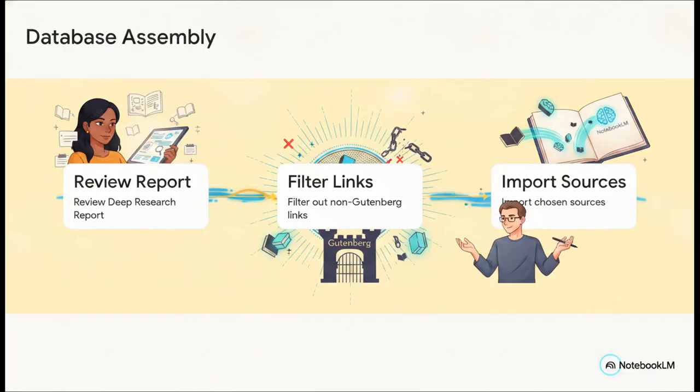So it's basically a simple 1, 2, 3 assembly process. First, review that deep research report. Second, ruthlessly filter out those non-Gutenberg links. And third, import the surviving, fully vetted public domain sources directly into your NotebookLM. Boom, you've now securely built a legal, rights-free database to act as the raw fuel for your plotting engine.